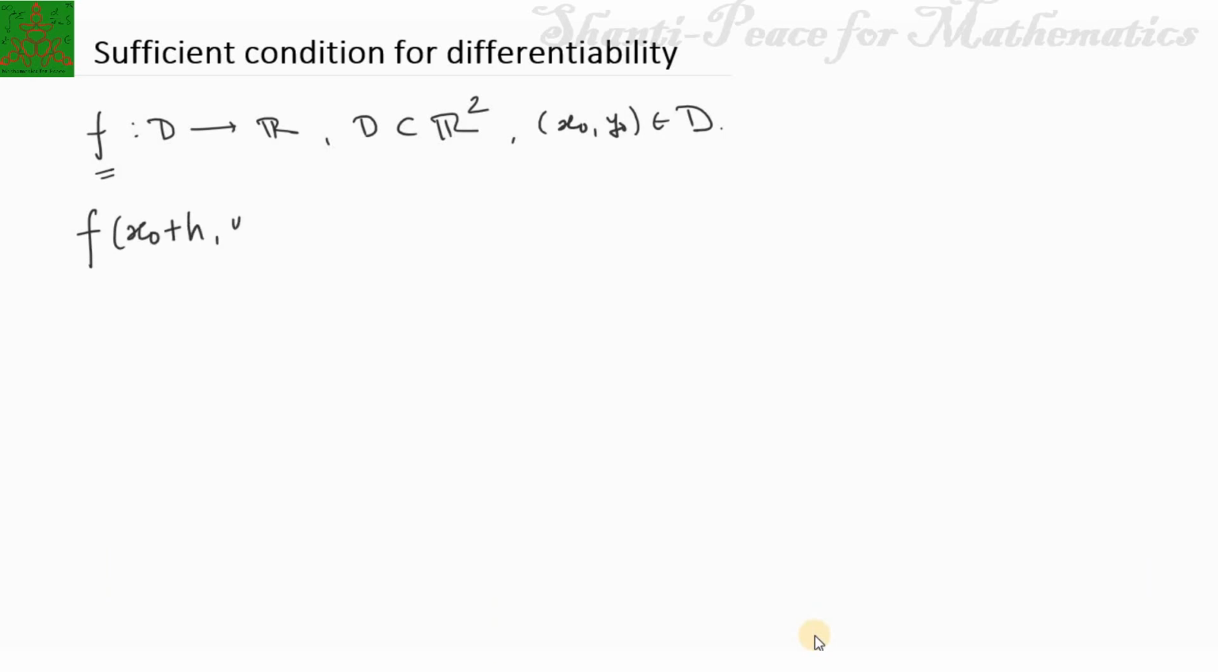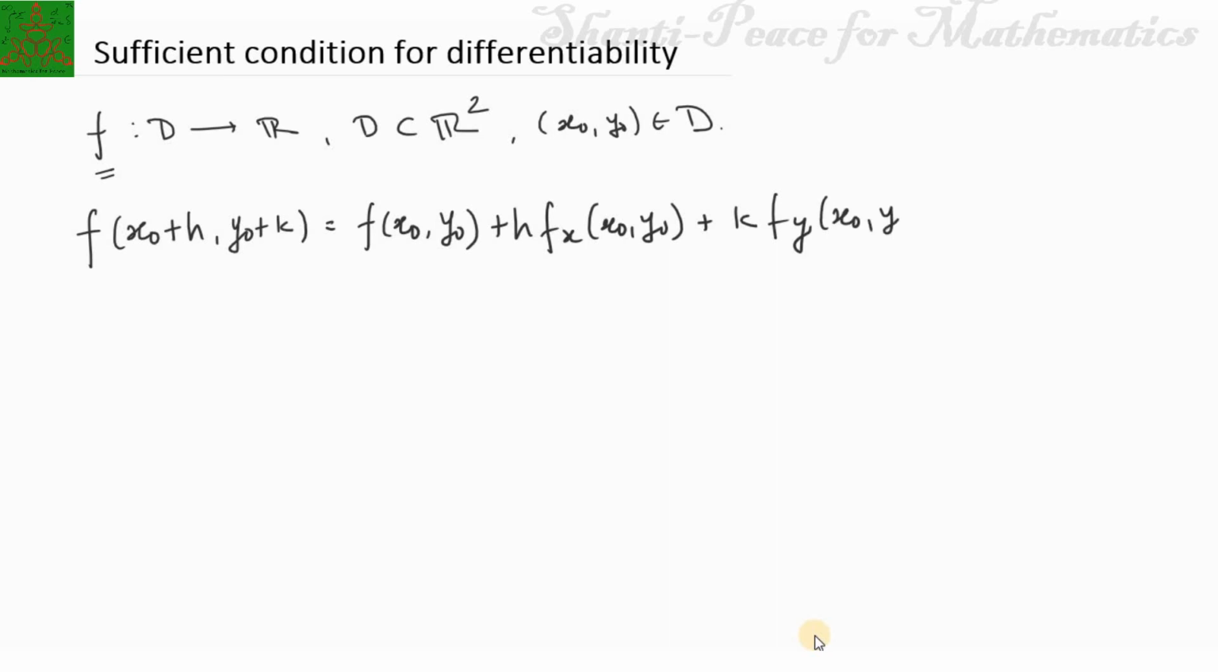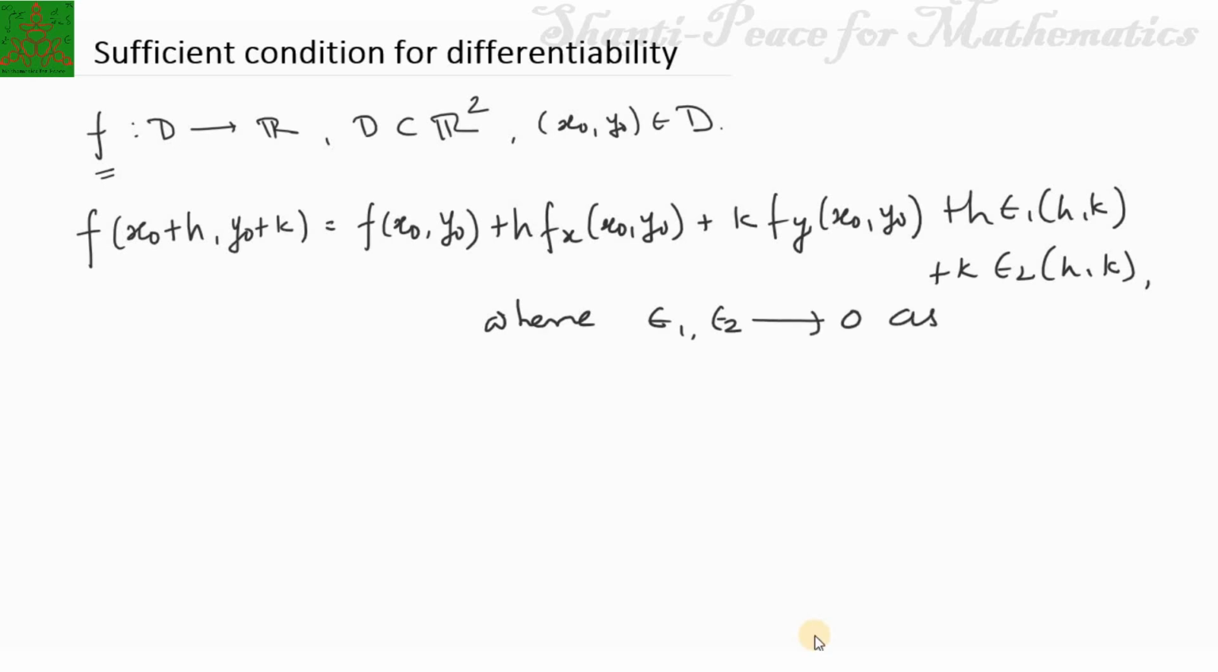f of (x0 plus h, y0 plus k) equals f of (x0, y0) plus h into fx at (x0, y0) plus k into fy at (x0, y0) plus h into epsilon 1 (h, k), which are the error terms, and k into epsilon 2 (h, k), where epsilon 1 and epsilon 2 are functions of h and k that tend to 0 as (h, k) tends to 0.